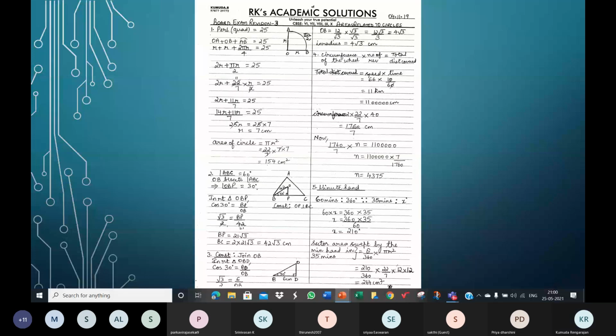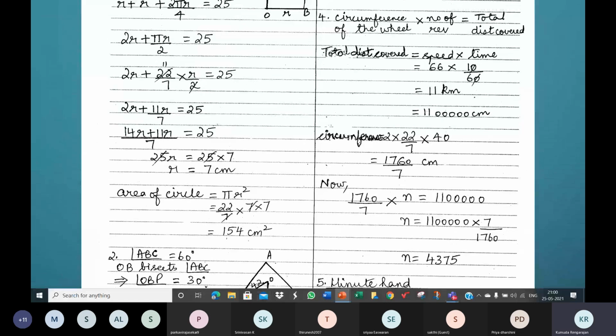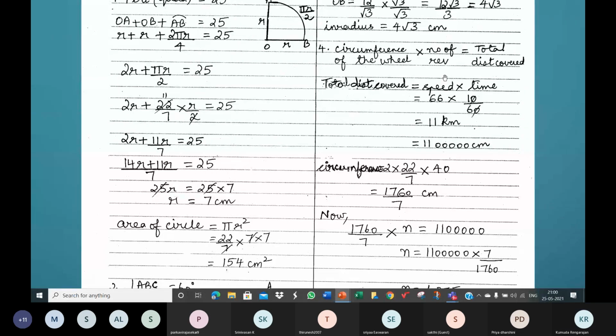The fourth one. Yeah, 4375 is right. So this is for a situation like in the fourth one. If you write this equation in words, you can answer any question. The circumference of the wheel into the number of revolutions will be the total distance covered. The circumference of the wheel, that is the distance covered in one revolution, into the number of revolutions, is the total distance covered.